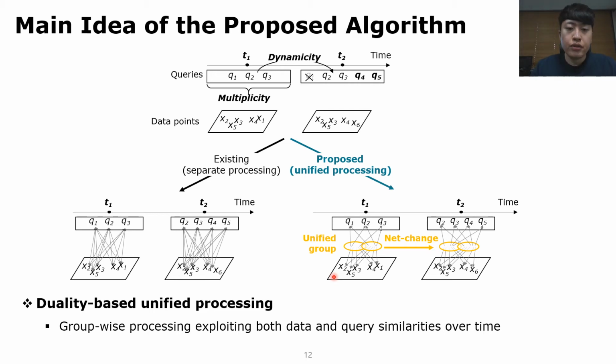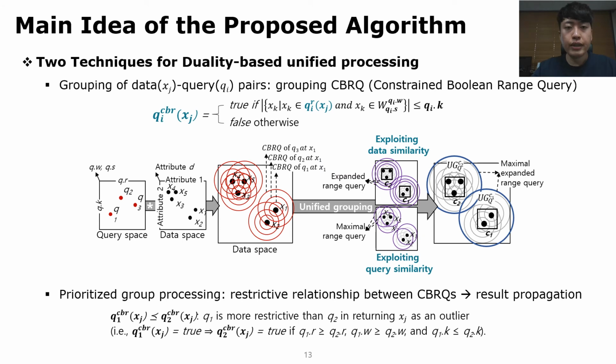This group-wide processing, exploiting both data and query similarities over time, can have huge benefits for detecting outliers from a data stream, especially when there are multiple outlier detection queries and those are changing dynamically. We can save huge computation time and also huge memory consumption. There are two main techniques for the duality-based unified processing idea. The first one is grouping of data and query pairs, which is called CBRQ, constrained Boolean range query.